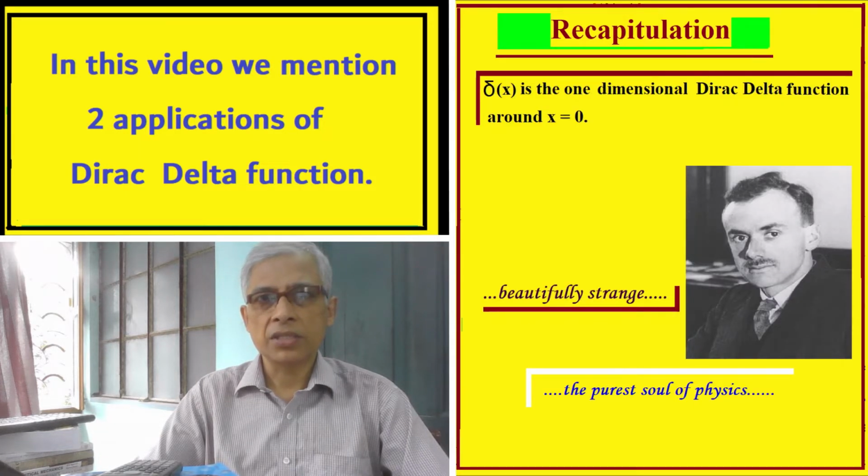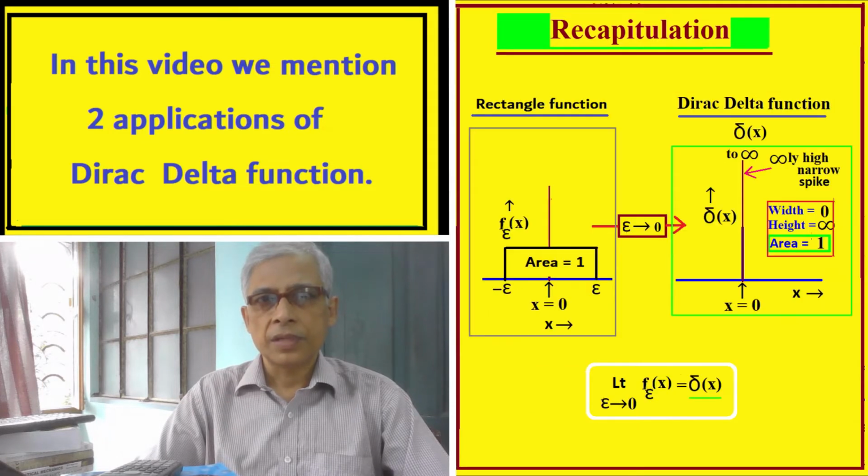The one-dimensional Dirac Delta function is written as shown, putting x within the first bracket and placing it to the right of the delta symbol. And this is the Dirac Delta of x around x equal to 0. Let us graphically represent it, and this is how it is done.